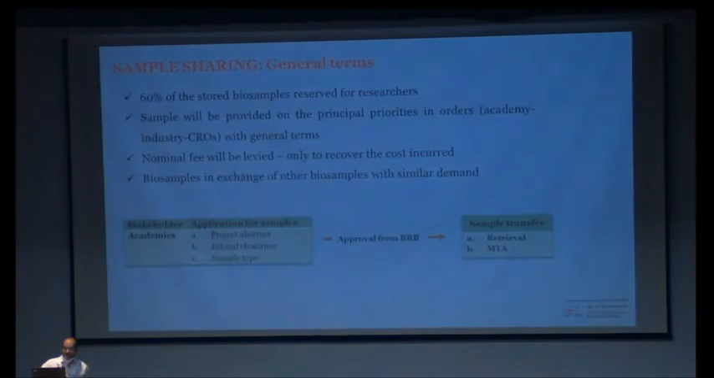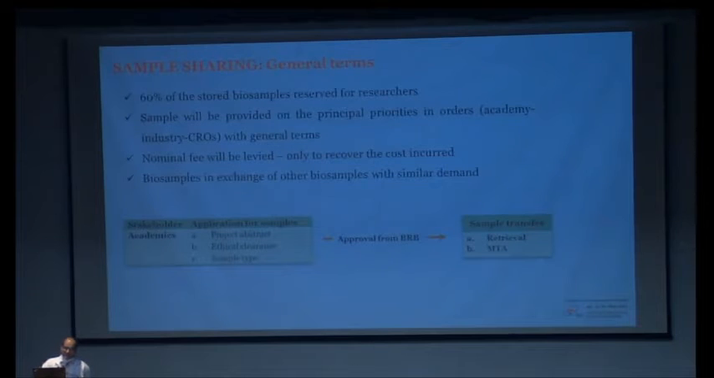Now comes the general terms of sharing of the samples, how and when, who can avail the samples. A minimum of 60% of stored samples are reserved for the researchers, like the academicians, and samples will be provided on a priority basis, like first the academicians, then the industry, and then the CROs, clinical research organizations, with general terms. The nominal fees will be levied only to recover the cost incurred towards the sample storage and their maintenance.